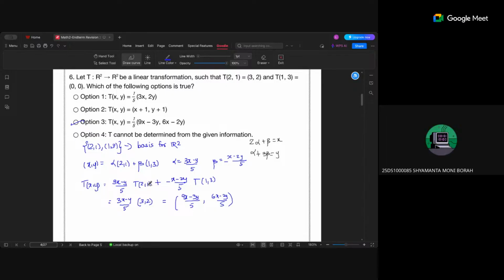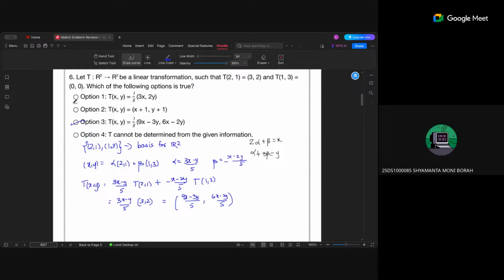Yes. Ma'am, can we do one more thing in this case? Because we know that, in this case, the T of (x, y) we can take as (ax plus by, cx plus dy), right? It's in this format basically. Yes. So what we can do is that we already know two transformations, right? T(2, 1) is (3, 2) and T(1, 3) is (0, 0). Ma'am, we can solve for a, b, c, d and then also we can get the transformation, right? That is also one of the ways we can do it. Yes, you can do that as well.